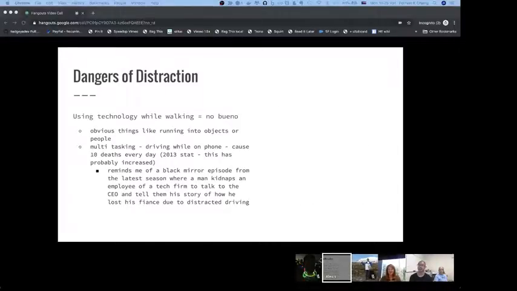Okay. So now it goes into talking about physical dangers of distraction. So obviously using your phone while walking. Everyone's guilty of this. It's fine, but I've almost run into poles. It's obviously not good, running into objects or people. Multitasking while driving, distracted driving on the phone, caused 10 deaths every day in 2013, and I'm guessing this probably increased. There are more devices out there than there were in 2013.